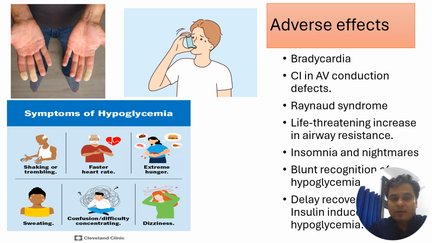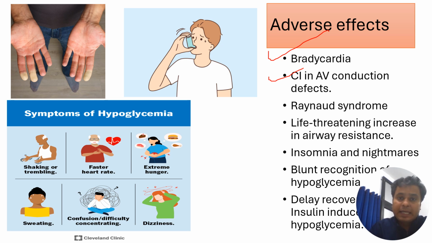Now coming to the adverse events. The adverse effects of these beta blockers: as we discussed in part 1 of this lecture also, the most common adverse event will be bradycardia, a decrease in heart rate. These drugs are also contraindicated in AV conduction defects. We have discussed in part 1 that beta blockers tend to decrease or slow the AV conduction.